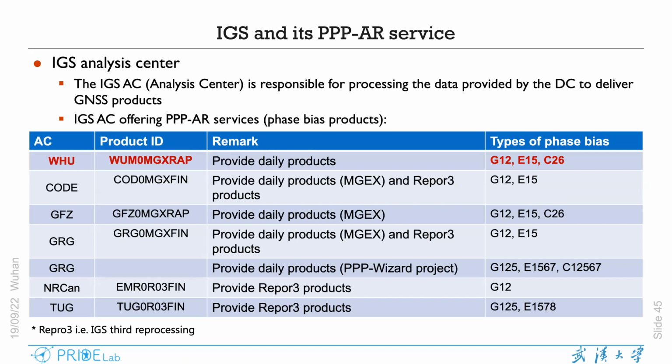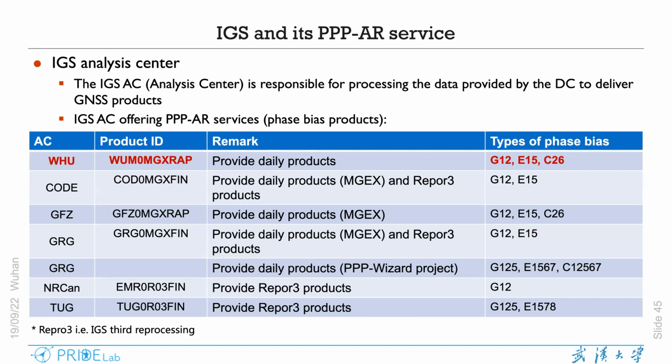But that cannot happen before the end of this year. We can release this software next year, but it is still undecided. We have some problems with the development of the software. So let's see what will happen next year for the real-time PPP-AR software based on the PRIDE group, right?